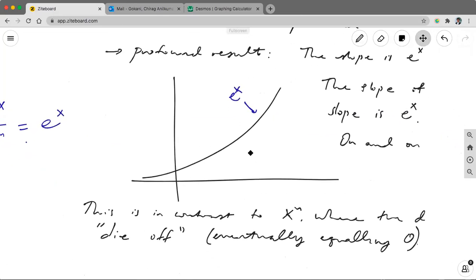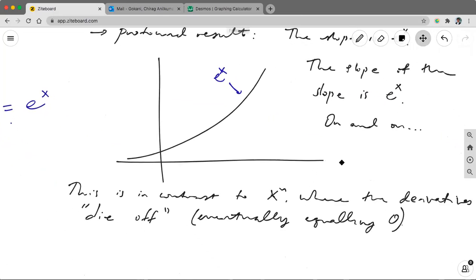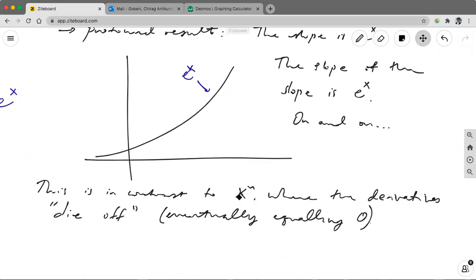And yes, as I mentioned, this is in contrast to the power law, x to the n, where the derivatives die off, eventually equaling 0. Like for x to the 4th, you take 5 derivatives, and you're at 0. For x squared, you take 3 derivatives, and you're at 0. Here, you can take an infinite number. You can wait till the end of the universe, and you'll never get 0. You'll keep getting e to the x.